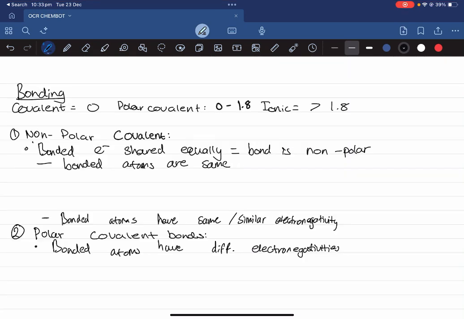Now we need to talk about bonding. Now there are 3 main types of bonding. There's covalent bonding, polar covalent bonding, and ionic bonding. Now, these values, which aren't actually ranges of values that you need to memorize, but these are the electronegativity values between bonds. And this actually dictates whether that bond is covalent, polar covalent, or ionic.